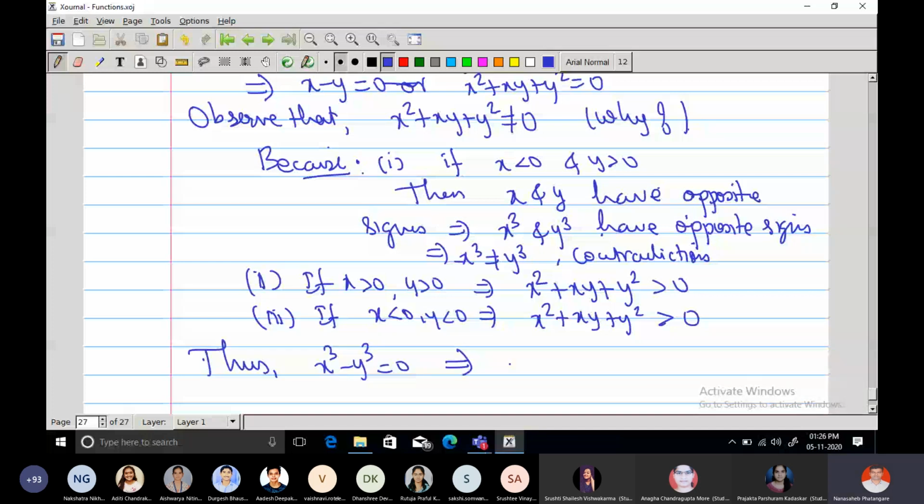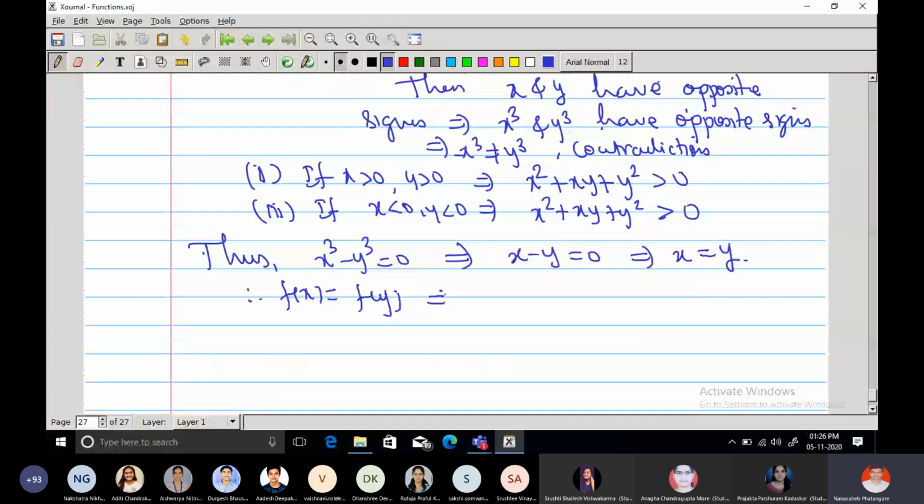So what is the final answer? Is this clear? X is equal to 1. If images are the same, then pre-images are the same. That means if pre-images are distinct, then images are distinct. So therefore this function is one-one. From the graph we could see it easily, but by calculations also we can understand it better.